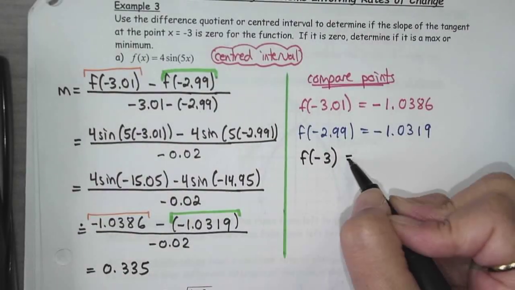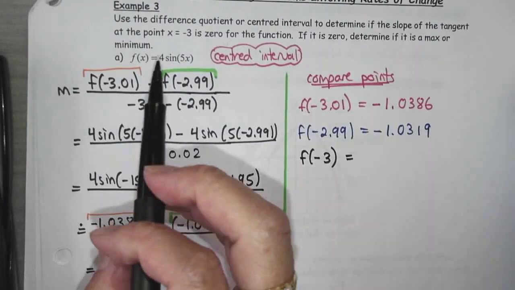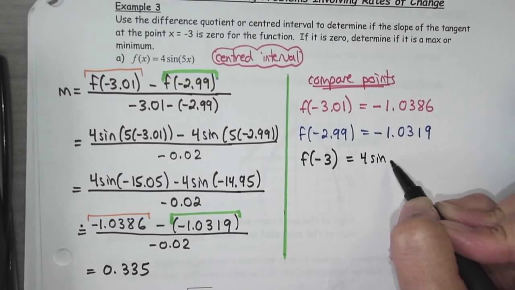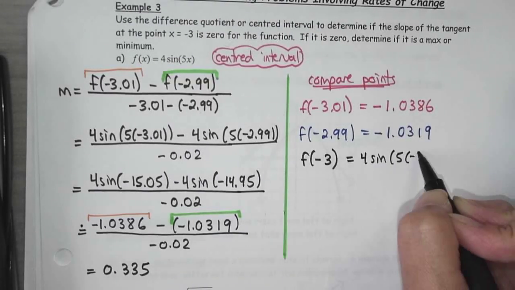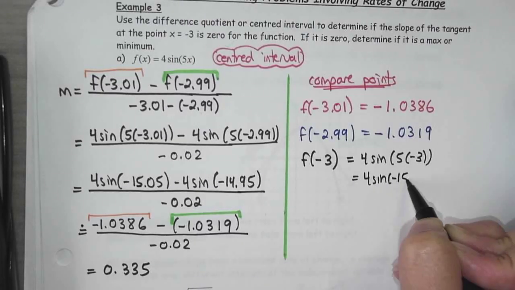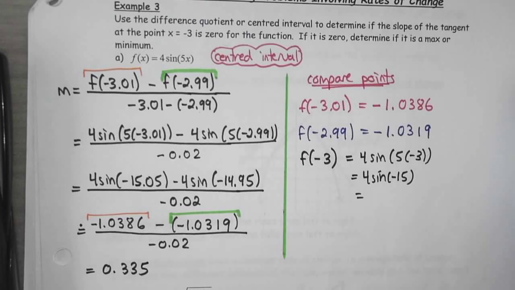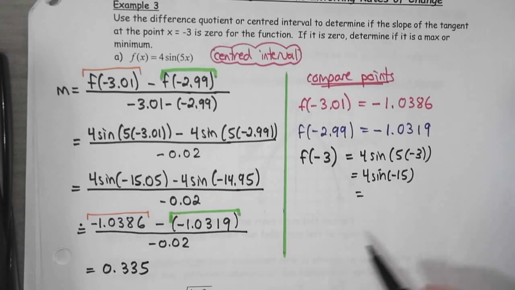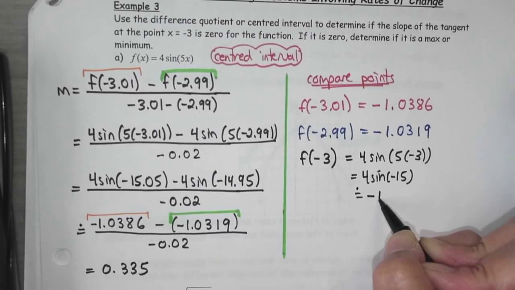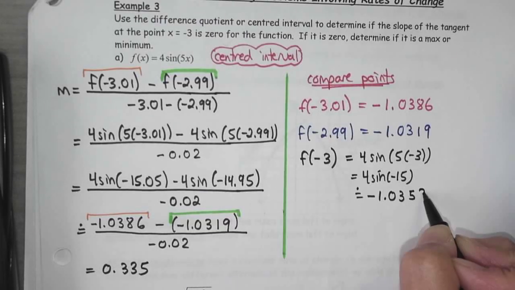So plug in F at negative 3, which I don't have here, right? Did I have it in the question? No, I don't. So that would be 4 sine of 5 times negative 3. So it's 4 sine of negative 15. And that would get me approximately negative 1.0353.